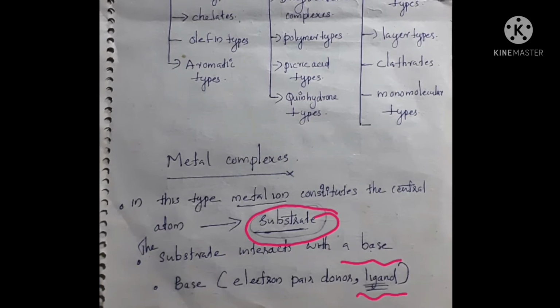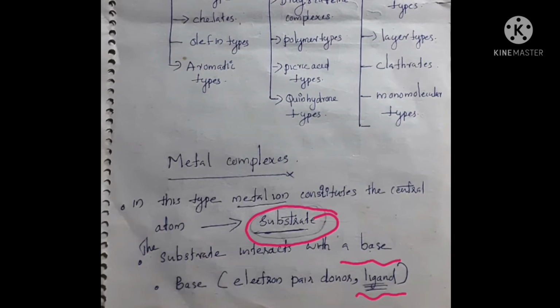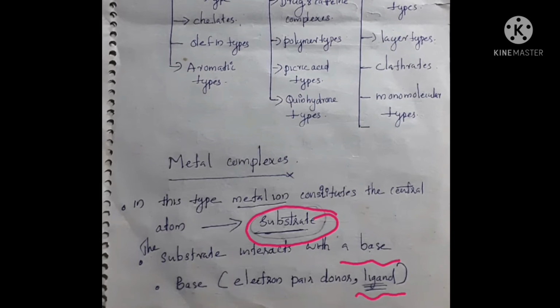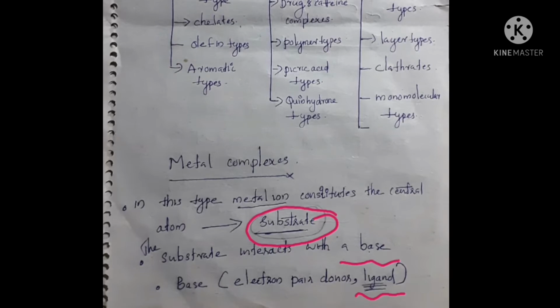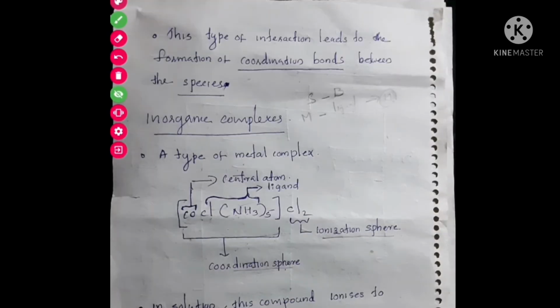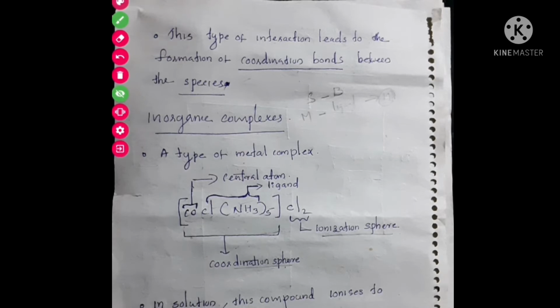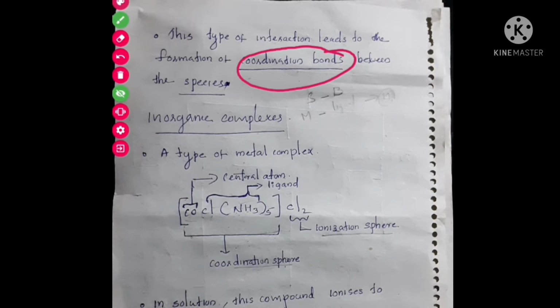Now we are talking about metal complexes. In metal complexes, the metal ion constitutes the central atom. This central atom is called the substrate. This substrate interacts with a base, and this base is called a ligand. This ligand is an electron pair donor. As I previously said, the central metal ion or the substrate interacts with a ligand or a base. This type of interaction leads to the formation of coordination bonds between the species.